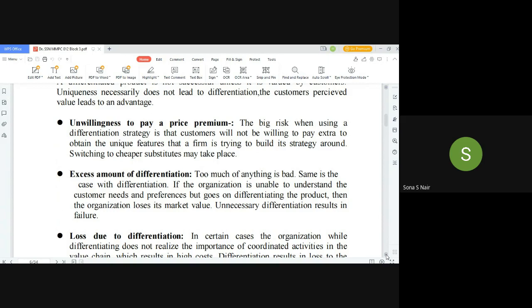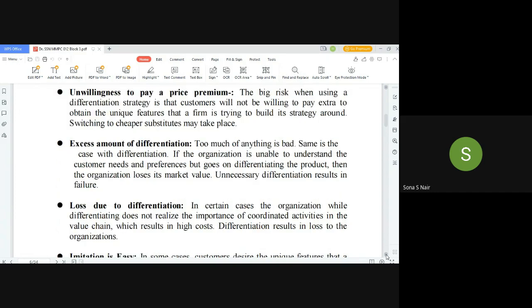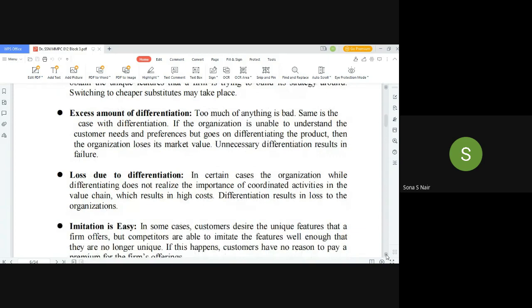Excess amount of differentiation: sometimes too many changes in the structure of the product may not be acceptable to the customers. So that also is a disadvantage. Loss due to differentiation: in most cases, when the organization wants to differentiate the products, they have to invest in R&D or any kind of activities which need changes, and because of this there's a loss of money.